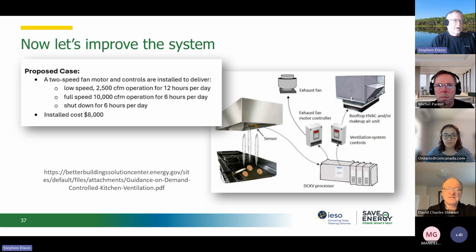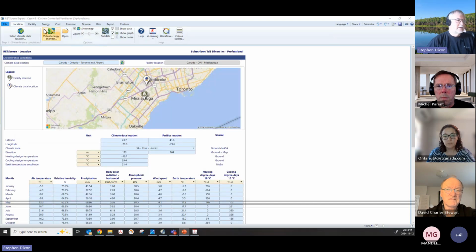In our proposed case, we're going to improve by using a demand control system where we're going to slow the fan down for 12 hours a day to about a quarter flow and shut it down for the remainder of the time. The system costs $10,000 or $8,000. So just very quickly, I'll show you what that looks like in RETScreen, in fact.